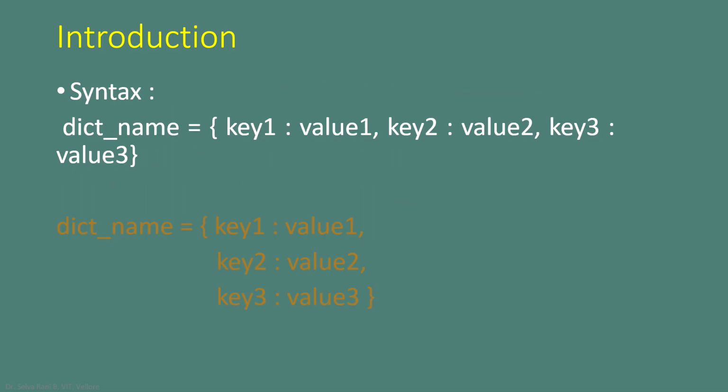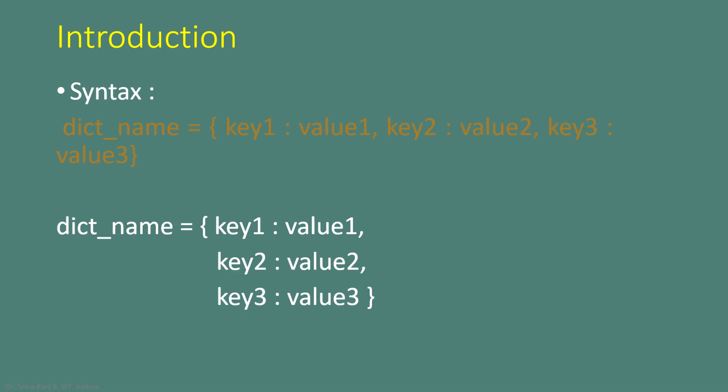Let's see the syntax, how to define a dictionary in Python. Dict name equal to, within curly brackets, we are going to provide the elements. Every element is going to have two components. One is a key, the other one is a value. Key and a value are separated with a colon. So in the syntax, it is specified as key1 colon value 1 represents one element in the dictionary. Key2 colon value 2 represents the second element. Key3 colon value 3 represents the third element.